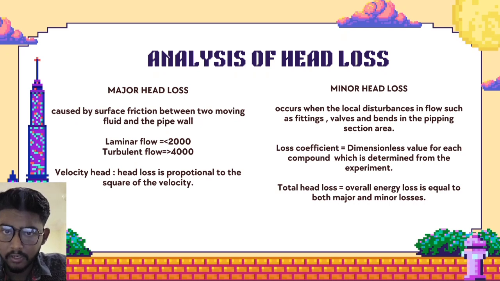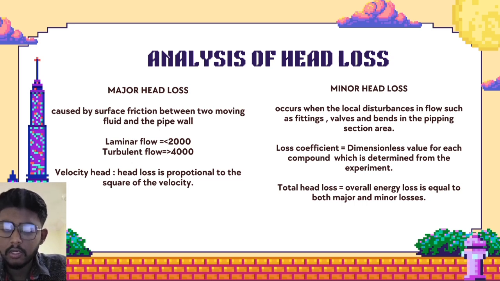My name is Derek and I'm going to present about analysis of head loss. There are two types of head loss, which are major head loss and minor head loss. I'm going to talk about the major head loss, which is caused by surface friction between the moving fluid and the pipe wall, where laminar flow is less than 2000 and turbulent flow is more than 4000. The velocity head is where the head loss is proportional to the square of the velocity.